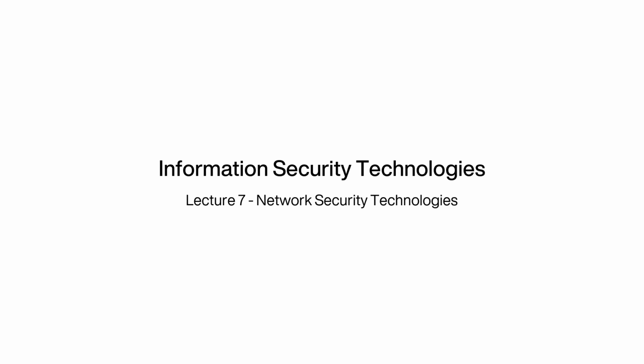DMZ Architecture. The Demilitarized Zone, or DMZ, is a network segment that sits between the trusted internal network and the untrusted external network, typically the Internet. Systems that need to be accessible from the Internet are placed in the DMZ. The classic DMZ design uses two firewalls: an external firewall facing the Internet and an internal firewall facing the internal network. The DMZ sits between them.